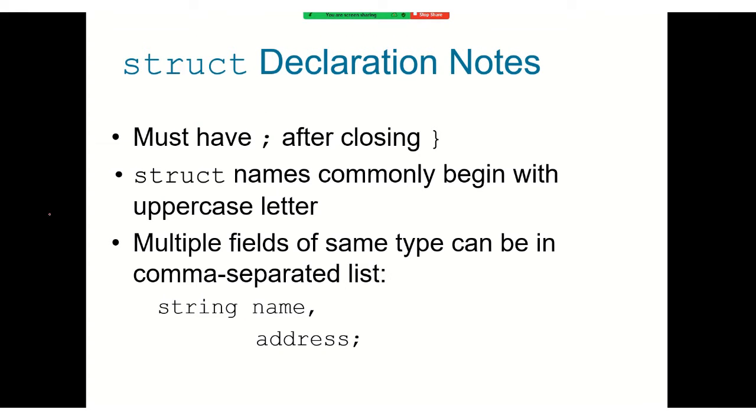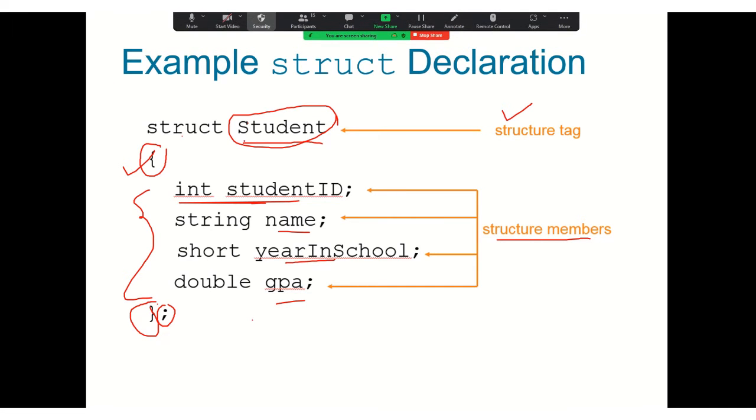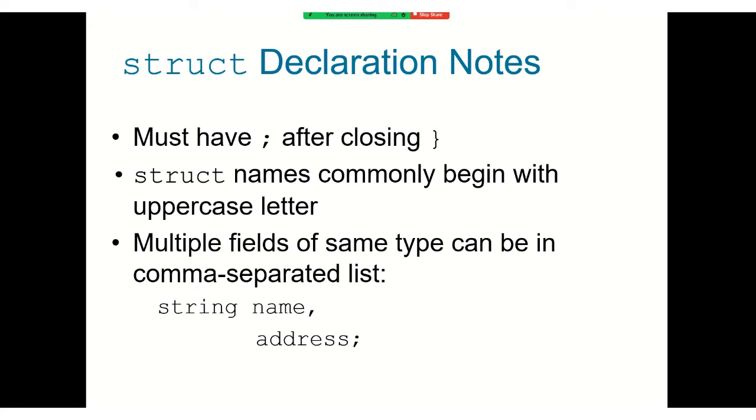So struct names commonly begin with an uppercase letter. Struct names means the student, this one. This is why struct names begin with an uppercase letter, because it's like a noun. Whenever you do a struct, you are referring to an object, which is a noun. So that's probably why it is a convention that we begin with an uppercase letter.